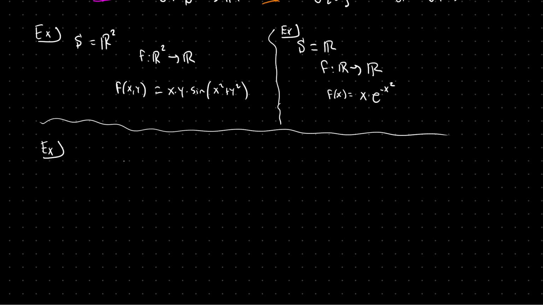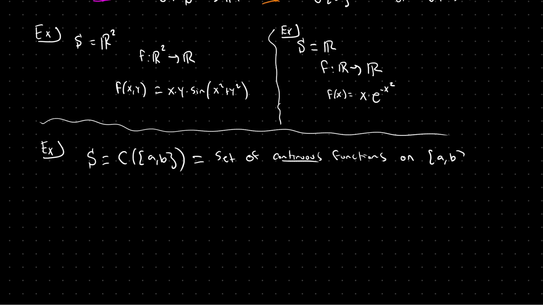This is the example where the set of well-defined elements, which I'll make clear what well-defined means in a few lectures, is the set C of AB. And I'll put in words what this is right here. This is the set of continuous functions on the interval AB. So the set of all functions that can be expressed as a continuous function on the interval from A to B.